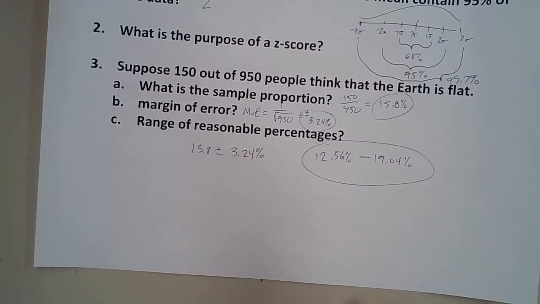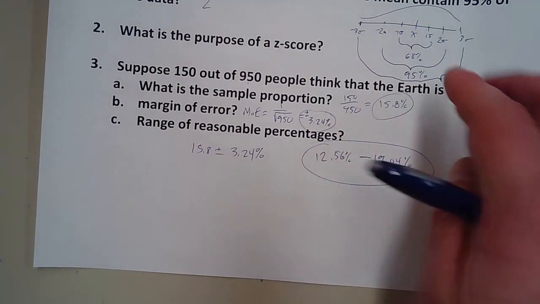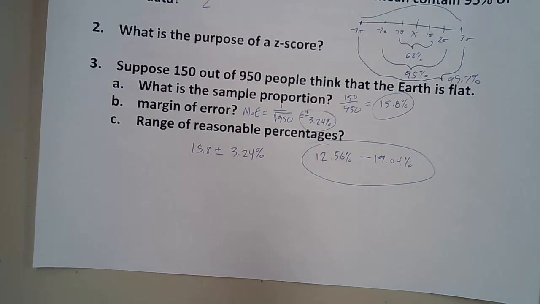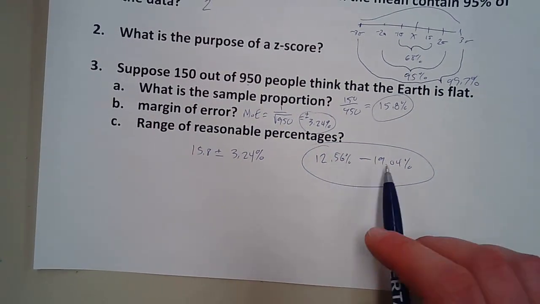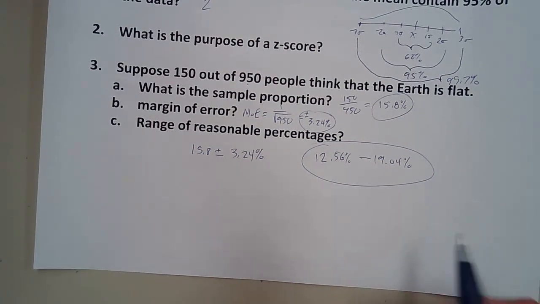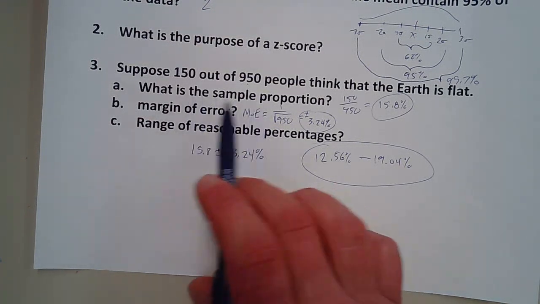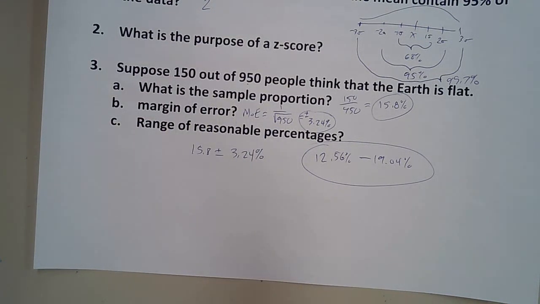And so, again, what this means is I can say with about 95% confidence that if you were to survey everybody, the actual percentage of people who think the Earth is flat would be somewhere between 12 and 19 percent, according to this survey that I just made up. So anyway, that's what that all means.